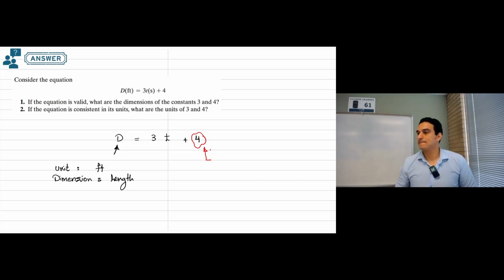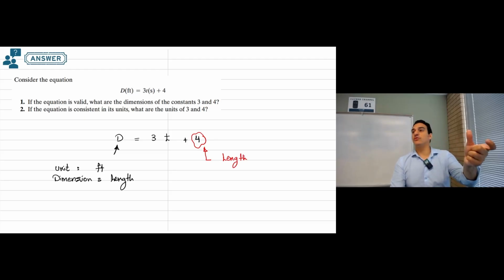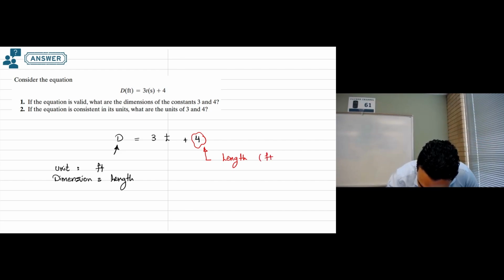So now let's consider the easiest one first. I have this number, number 4. What will be the dimension of this number? Length. And what will be the unit of this number? Feet. Clear? Okay.